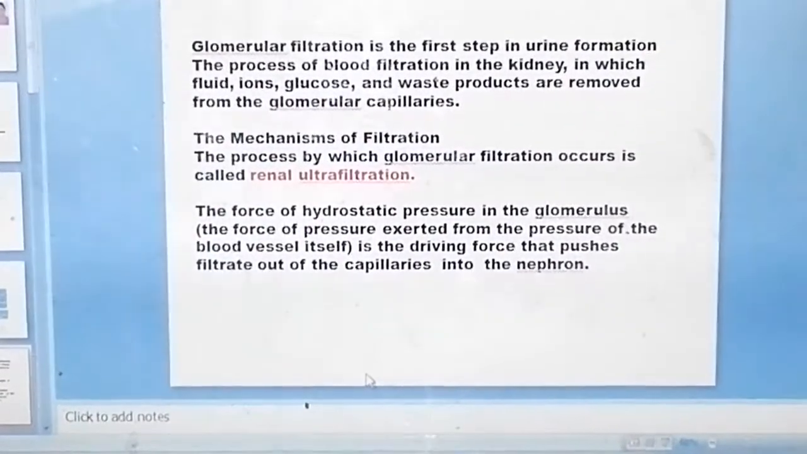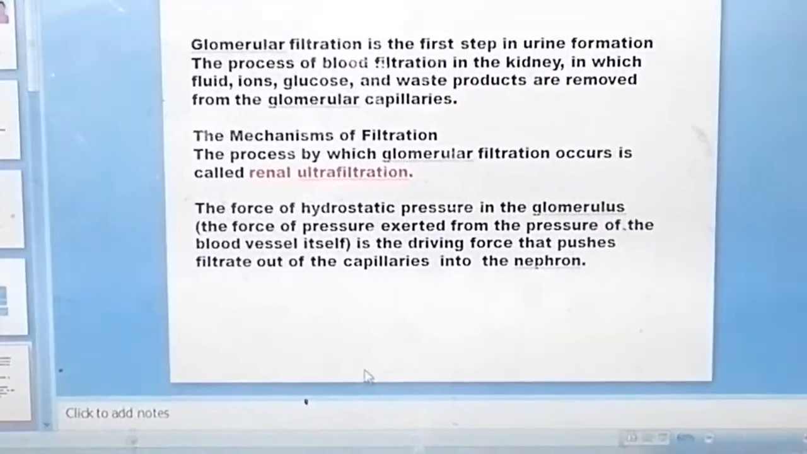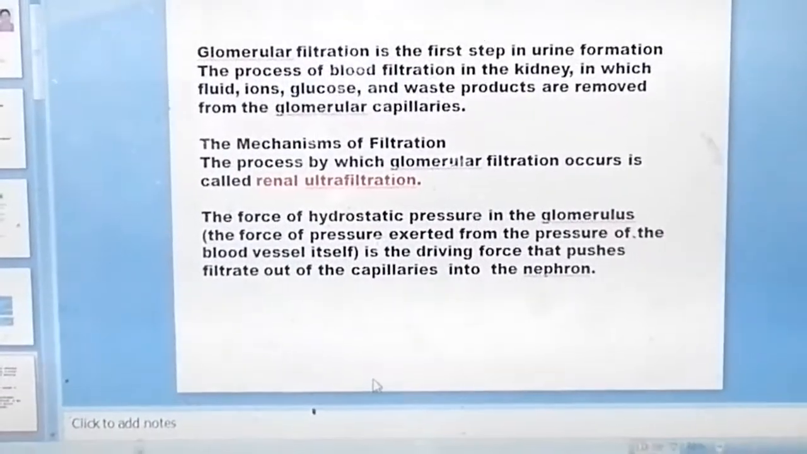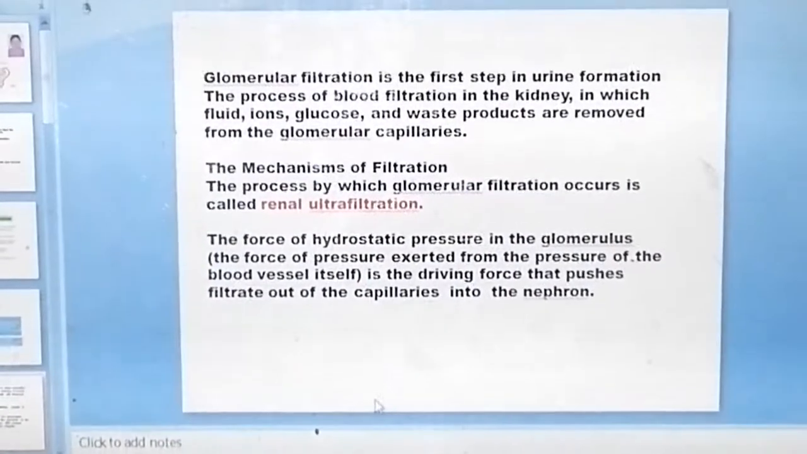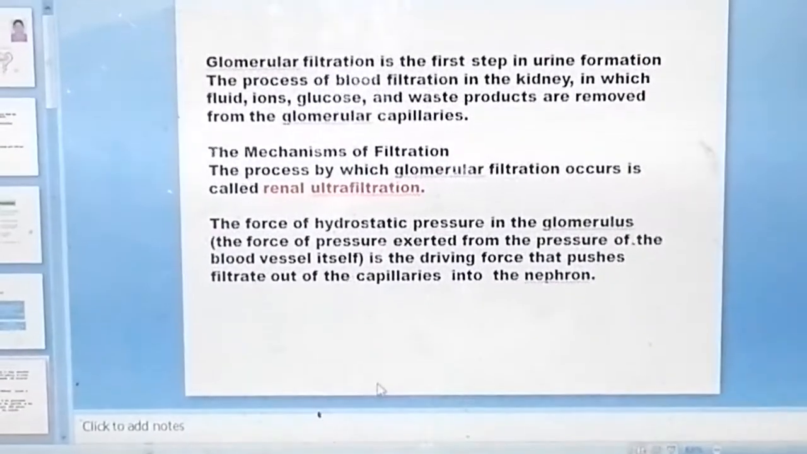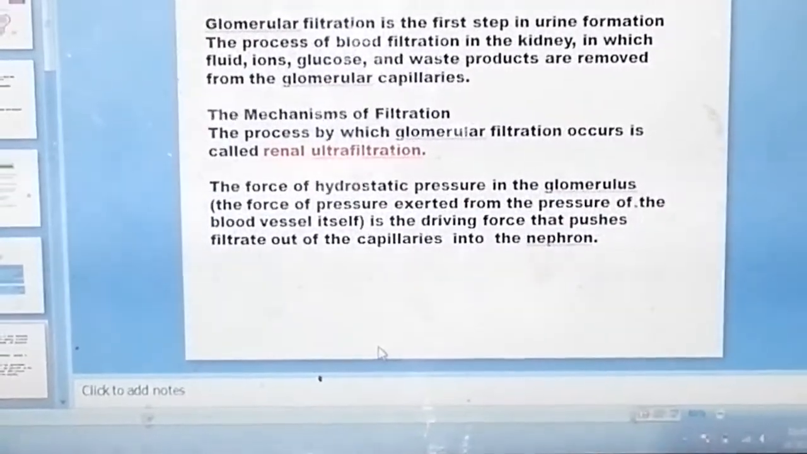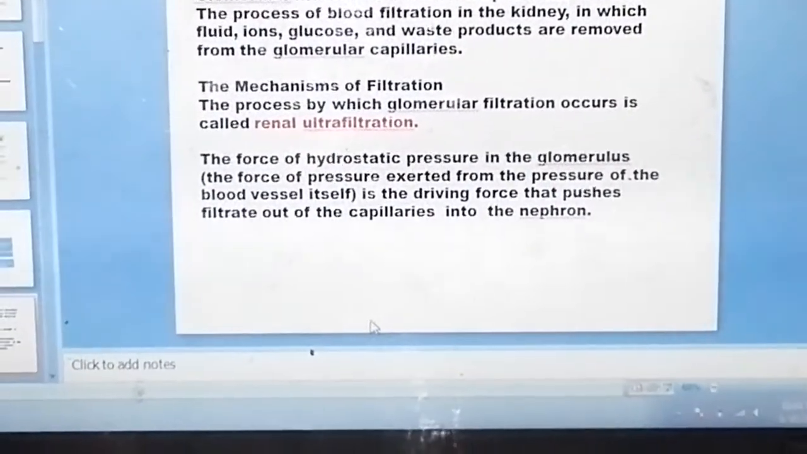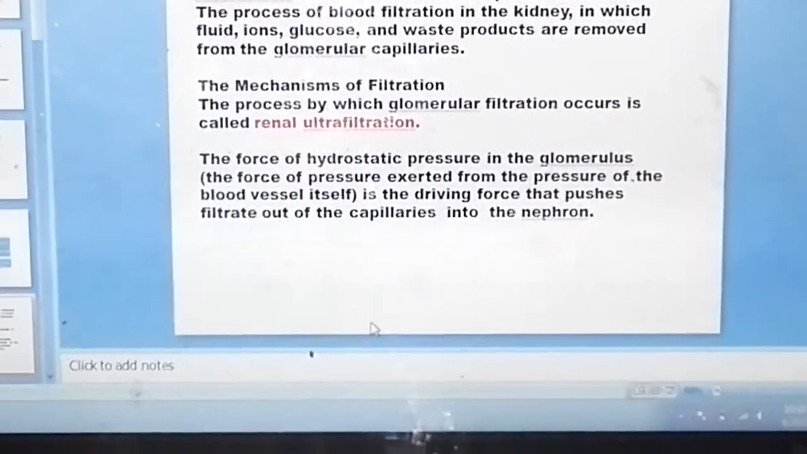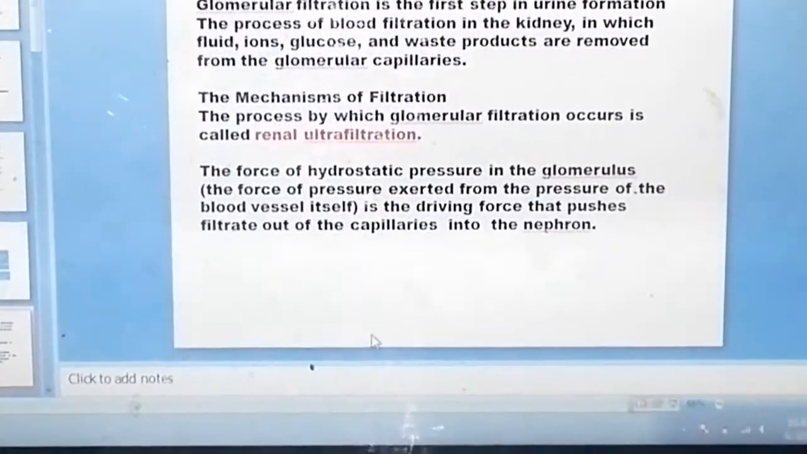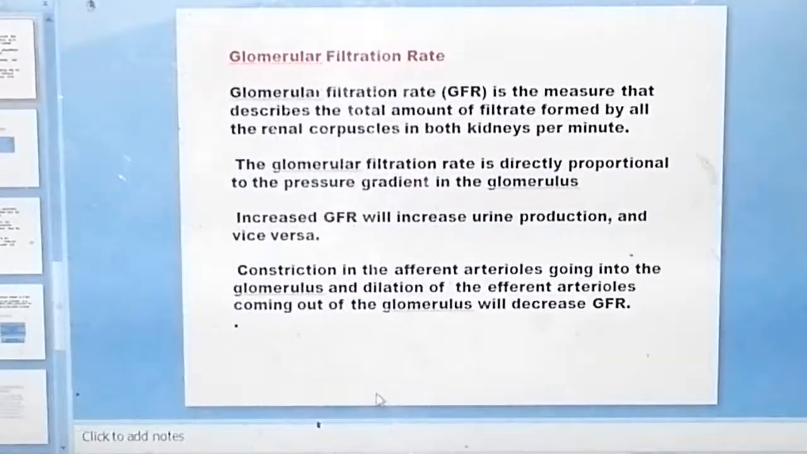Glomerular filtration is the first step in urine formation, and in it the fluid, ions, glucose, and waste products are removed from the glomerular capillaries, which I have shown you in the diagram. Now the mechanism of filtration, how it works. The process by which glomerular filtration occurs is called renal ultrafiltration. Here the hydrostatic pressure works as a force and drives the filtrate out of the capillaries into the nephron. Nephron is the structural unit of excretion.